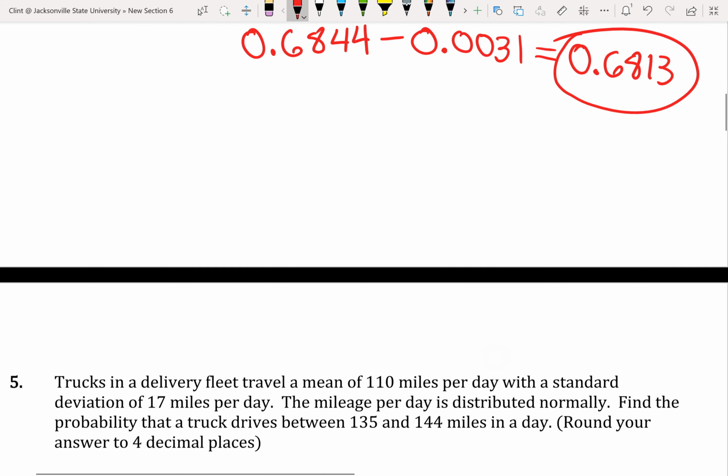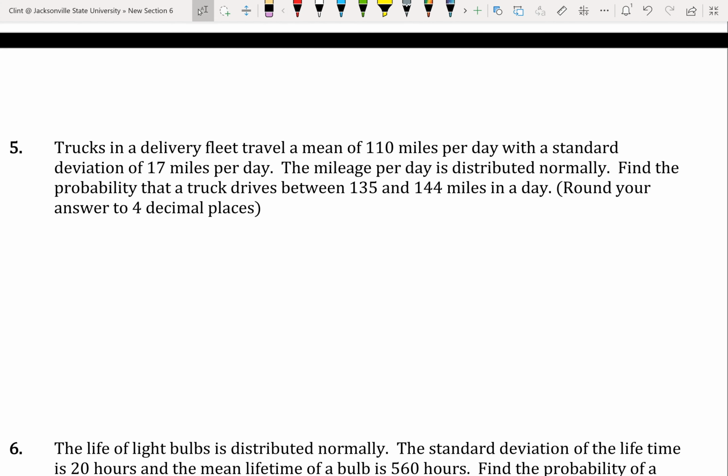Okay, number 5 says trucks in a delivery fleet travel a mean of 110 miles per day with a standard deviation of 17 miles per day. The mileage per day is distributed normally. When we see this, that means we're going to use the z table somewhere in the problem. Find the probability that a truck drives between 135 and 144 miles in a day. So we want the probability of being between these two. These are our two x's. Mean, mu, is 110, and our standard deviation, sigma, is 17 miles per day. So we've got to use our z formula twice.